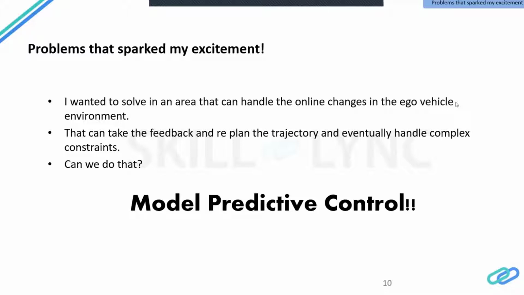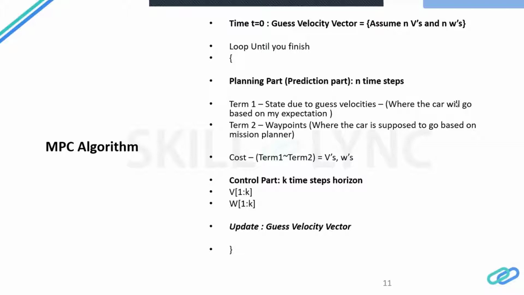Then I went and studied it. I'm just giving a rough idea of what model predictive control is like. Initially you start with certain guess velocities. This is a very specific problem. I'm just taking this example to give a rough idea of what an MPC algorithm is going to look like. So you have a certain set of guess velocities.